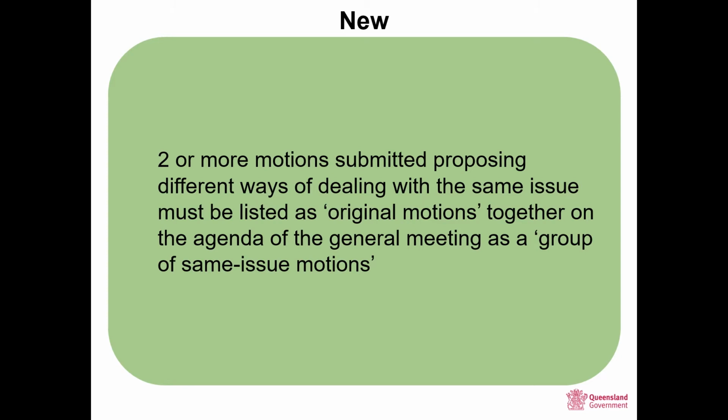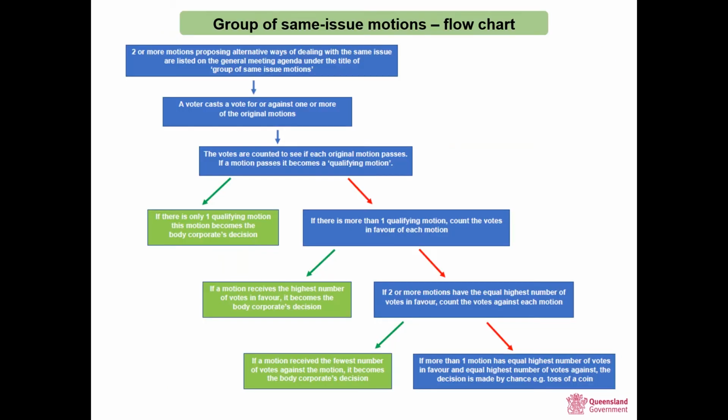Under the new standard module, if two or more motions are submitted proposing different ways of dealing with the same issue, the committee must list the original motions together on the agenda of the general meeting as a group of same issue motions, instead of a motion with alternatives. This flowchart shows how a group of same issue motions is resolved.